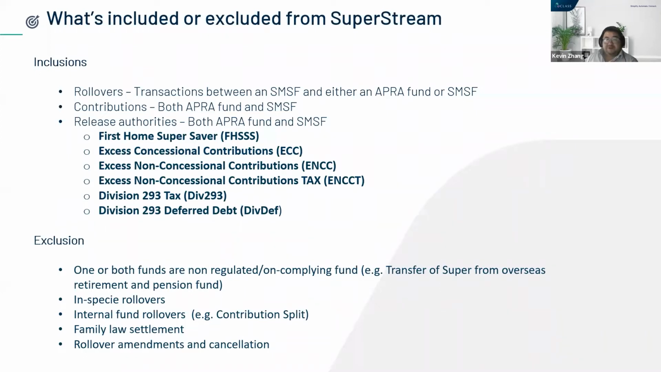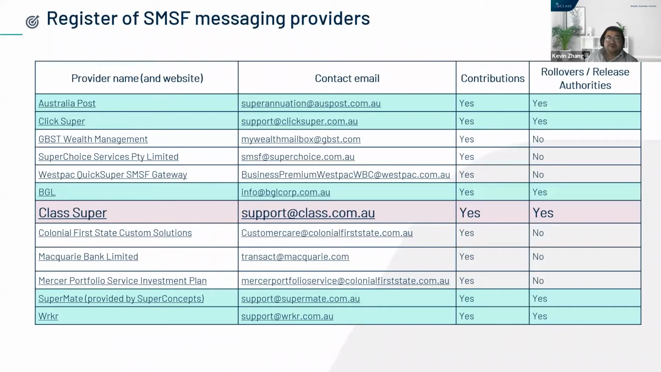If one of the transferring funds is a non-regulated, non-compliant super fund, you cannot use SuperStream to do rollover-outs and rollover-ins. In specie rollovers are specifically excluded from SuperStream measures. Internal transfers, particularly for self-managed super funds, such as contribution splits, will be excluded from SuperStream. Family law settlements as well. And finally, anything to do with amendments and cancellations of a rollover is deliberately excluded from SuperStream as well.